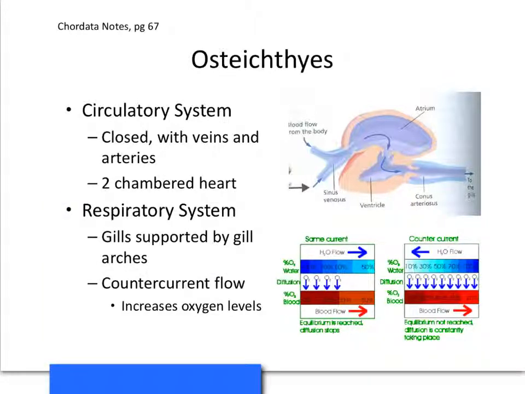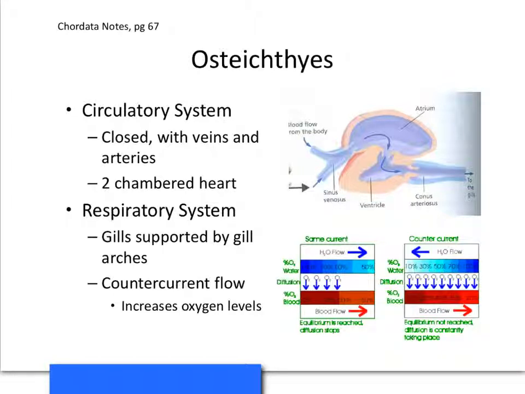And then finally, their respiratory system. They of course have gills, which are supported by gill arches, structures that hold onto those gills. Gills sometimes help them filter out food if they like to eat plankton. And they use something called counter-current flow to help increase the levels of oxygen in their blood.